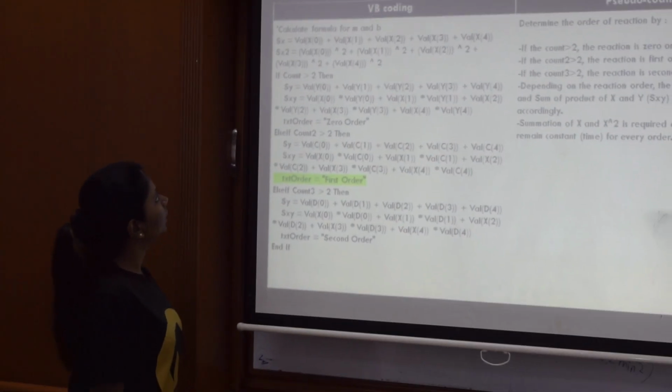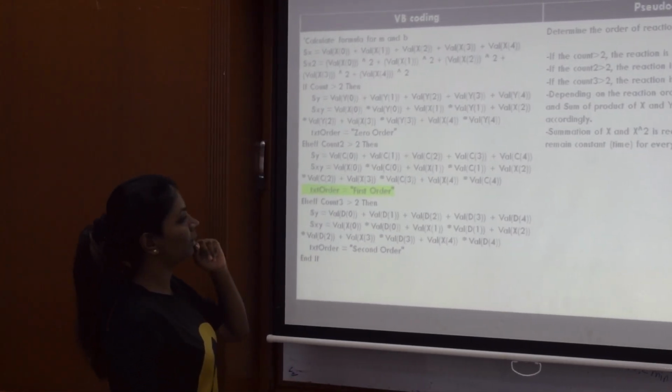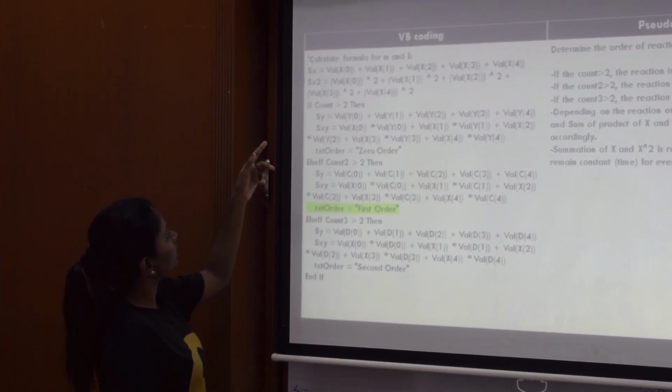Now I'm going to explain how to calculate the M and B values. First, we have to find the sum of the X values.